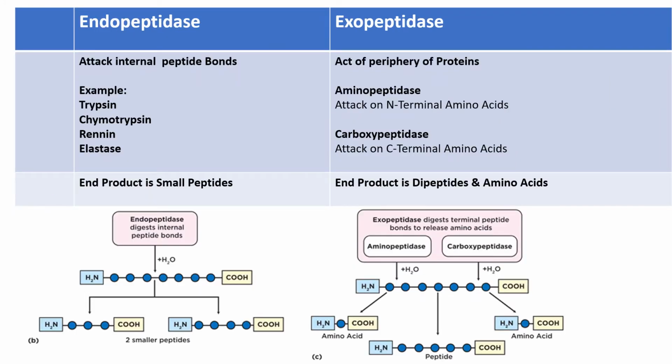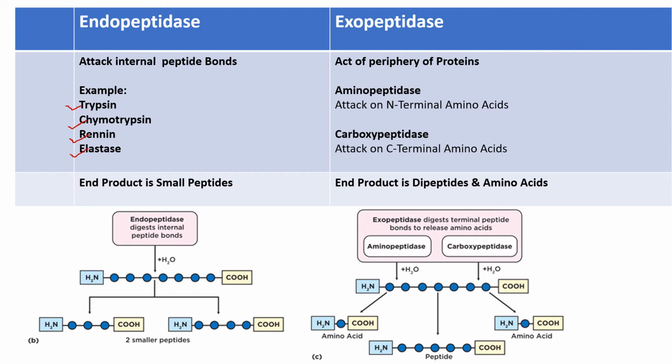Now here we have two types of enzyme, endopeptidase and exopeptidase. This may be a MCQ question where they may ask the difference between the two peptidases, or they may ask what are the examples of endopeptidase and exopeptidase. Endopeptidases attack internal peptide bonds, that is trypsin, chymotrypsin, renin, and elastase. So what is the meaning of endo? Endo means that they break internal bonds and not terminal bonds.